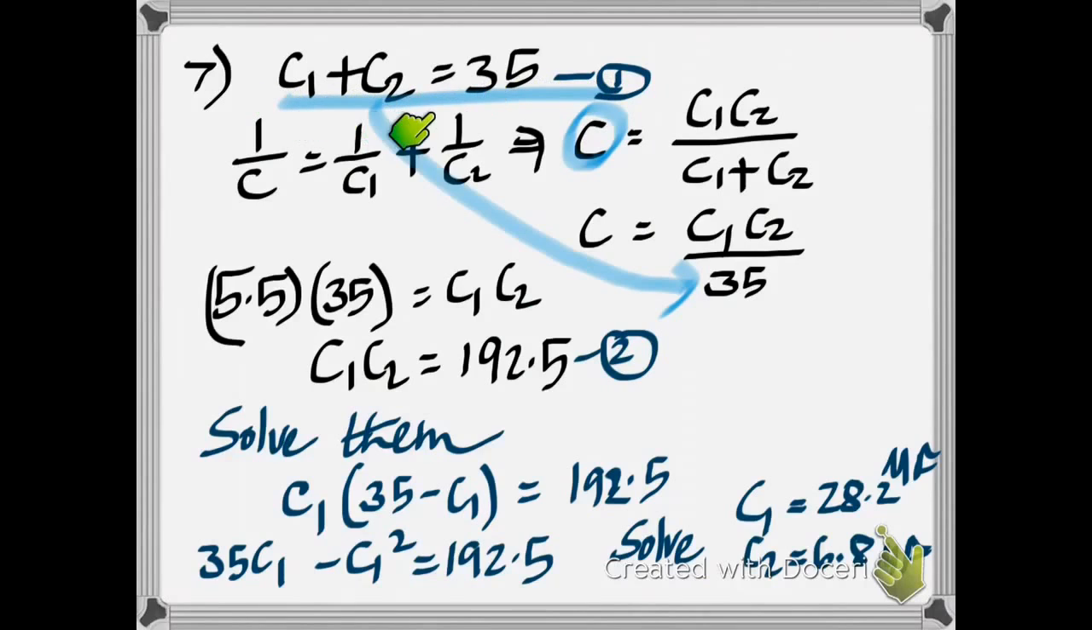So you got two equations. The sum of two numbers is 35 and the product of the two numbers is 192.5. On solving these two equations by substitution, of course you're going to get a quadratic equation, and when that equation is solved you get C1 is 28.2 and C2 is 6.8, both in microfarads.